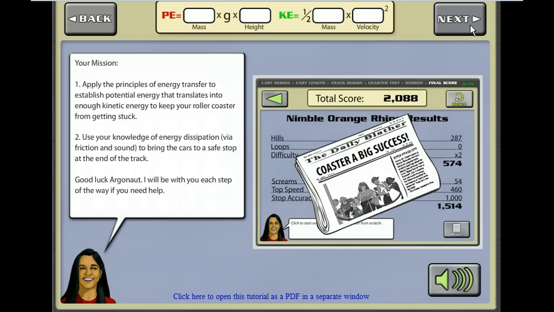Okay, let's get started. Your mission is to apply the principles of energy transfer to establish potential energy that translates into enough kinetic energy to keep your roller coaster from getting stuck. Use your knowledge of friction and dissipation of energy via thermal and sound energy to bring the cars to a safe stop at the end of the track. Good luck, Argonaut. I will be with you each step of the way if you need help.